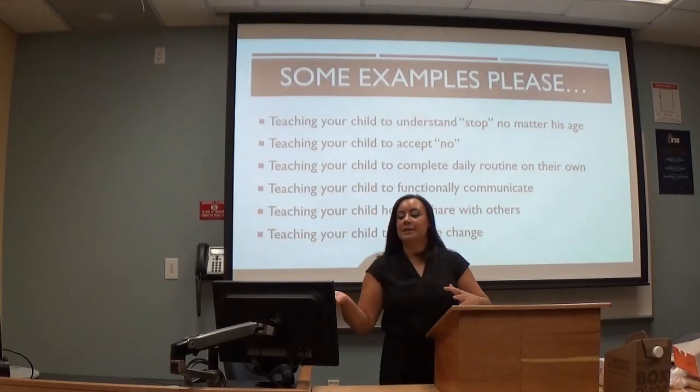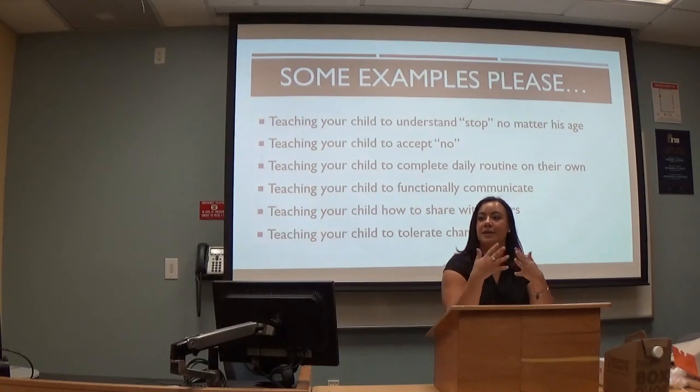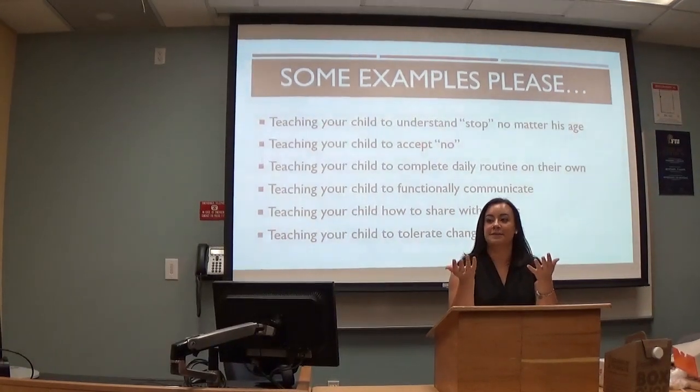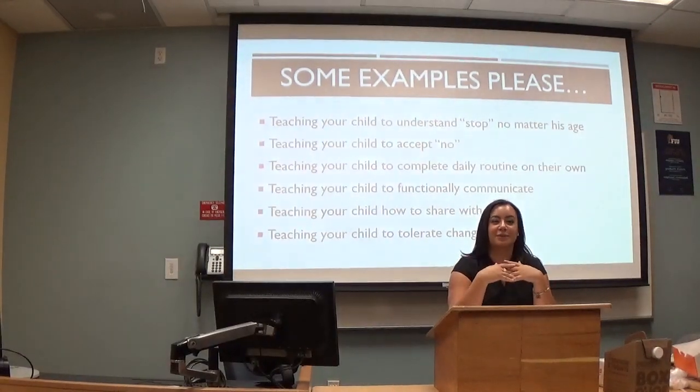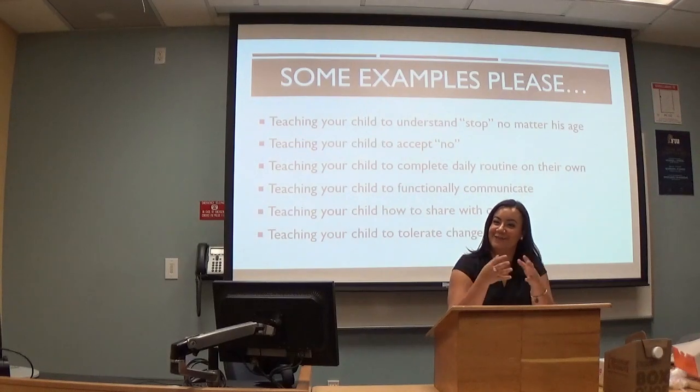And so some examples of what kind of things that we work on is learning to understand stop. We have to do that even when they're 2 and 3 because it's a safety issue. So learning to accept no. Half of adults can't do this, but this is a very necessary skill in life. You gotta learn no.